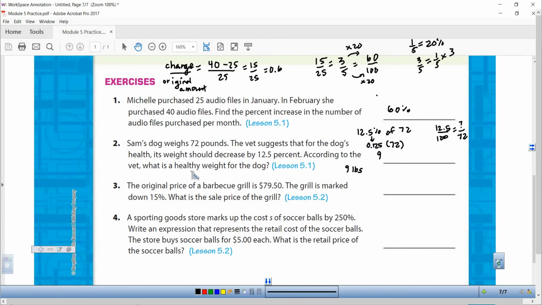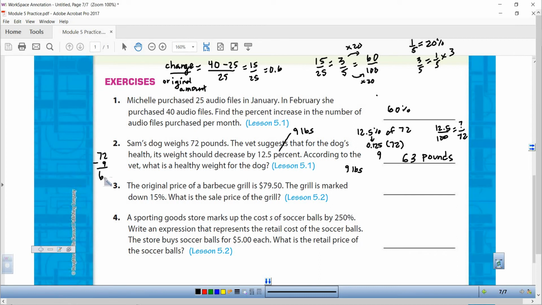But what did the question actually ask? They said, what is the healthy weight for the dog? The dog was 72. We need to take away 9. 72 minus 9, what's that going to give us? That's going to give us 61. So 61 pounds is the healthy weight for the dog, because it's supposed to decrease by 9 pounds. Okay, and 72 minus 9 is 61. No, 72 minus 9 is 63, Mr. Reese. Sorry, 63.